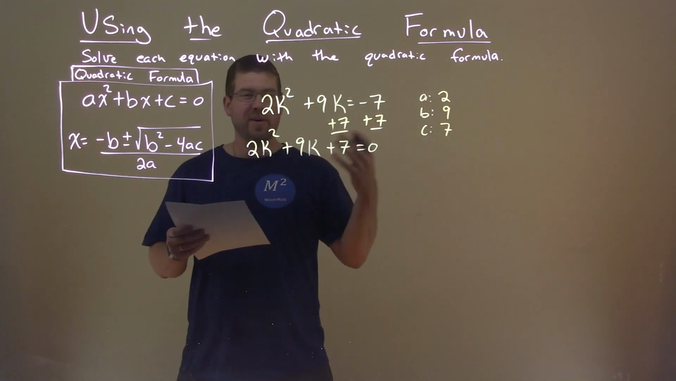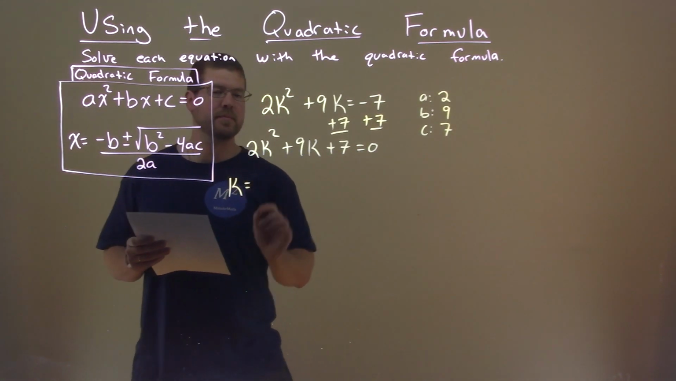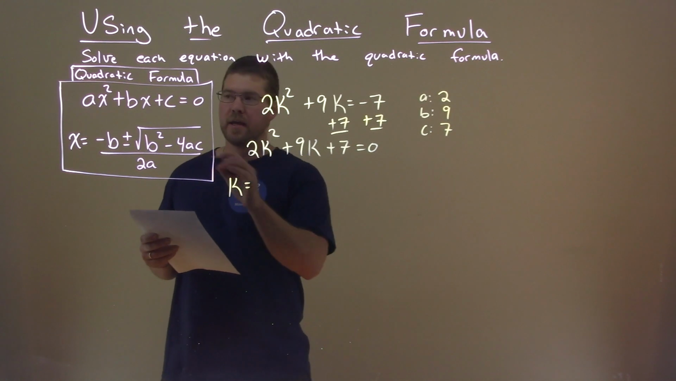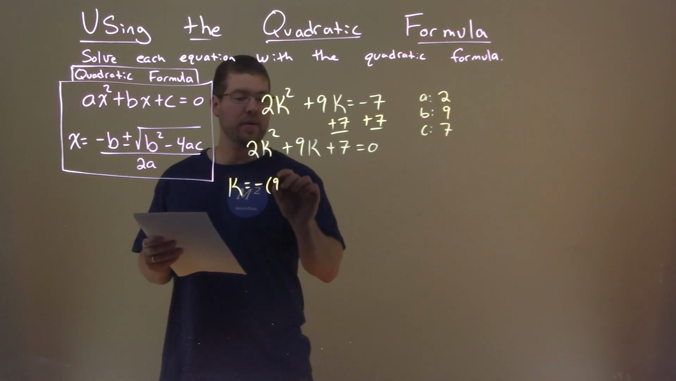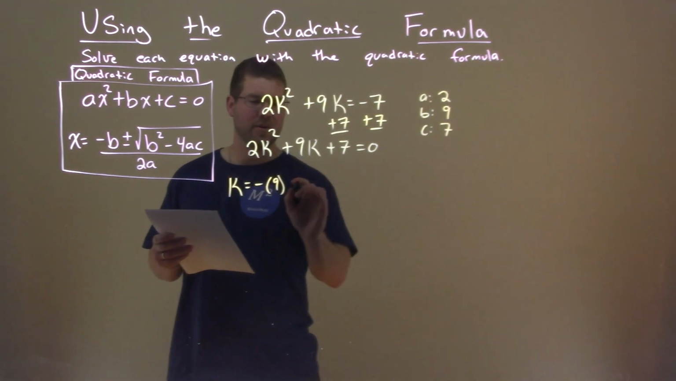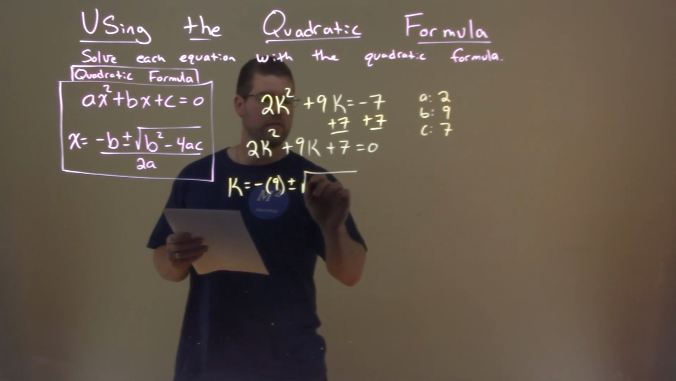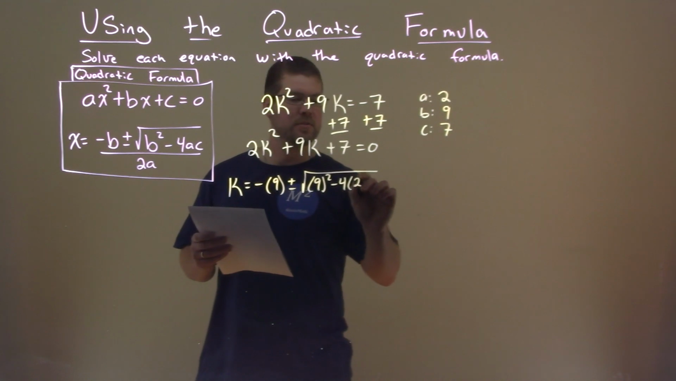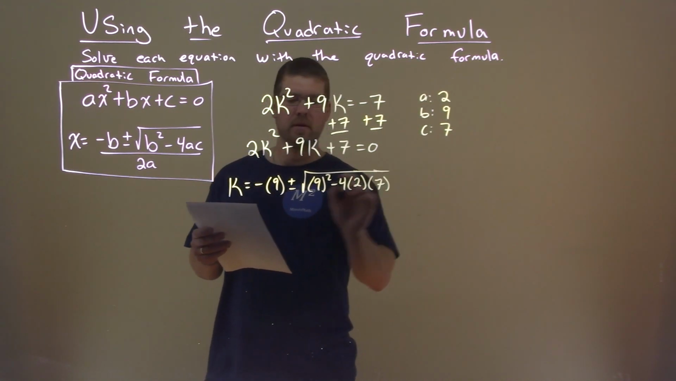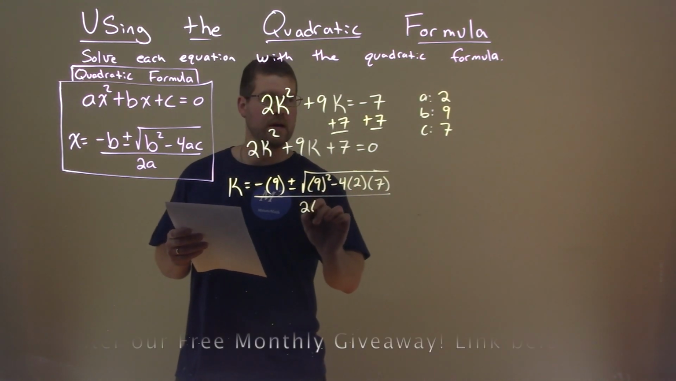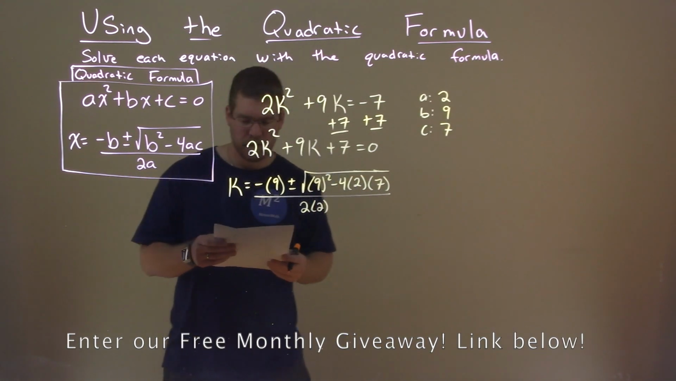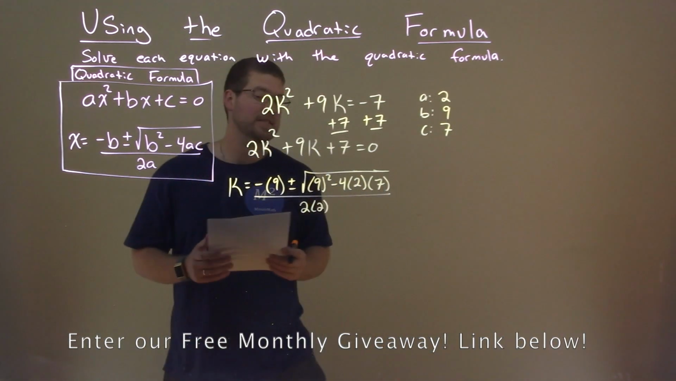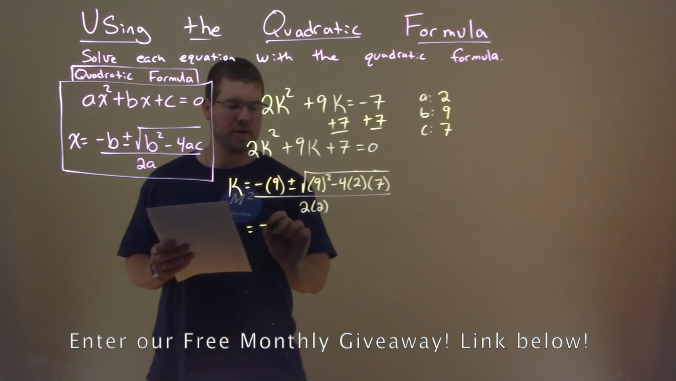Now that we have that, we have to use our quadratic formula to solve. So negative, and then our b value is 9, plus or minus the square root of b squared, so 9 squared, minus 4 times a, which is 2, times c, which is 7, all over 2 times a, which is 2. And now we want to simplify this. Well, negative 9 just stays here.